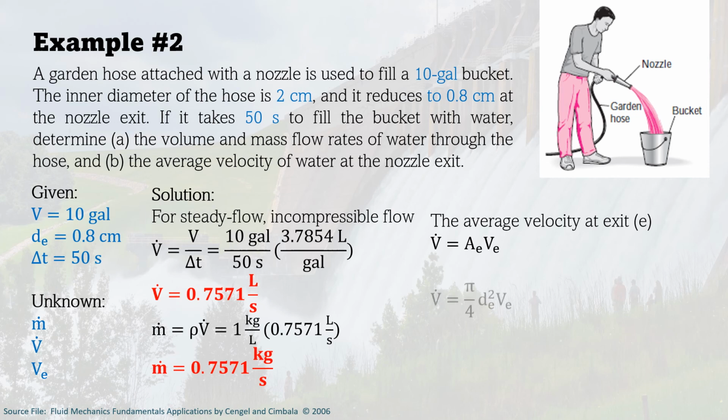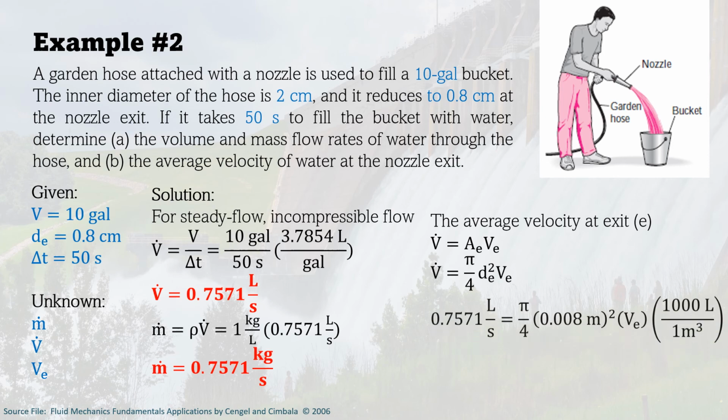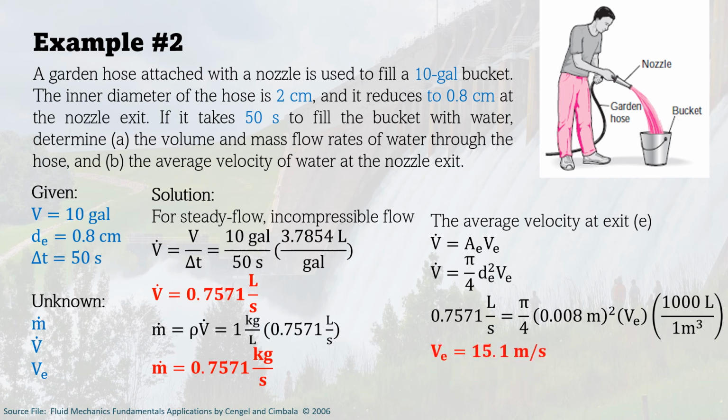Here we can get the value of VE by substituting the value of the area, which is pi over 4 d squared. That's just the area of the exit, which is circular. That's why it's pi over 4 d squared. So substituting the known values, we can get VE as the unknown. The average velocity of water at the nozzle exit would be 15.1 meters per second.